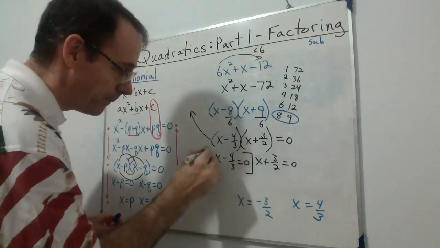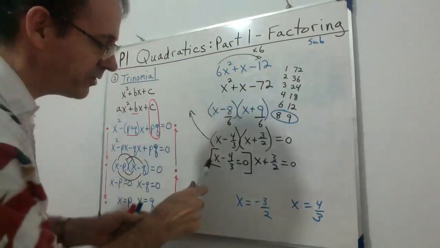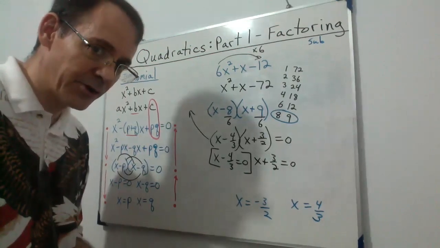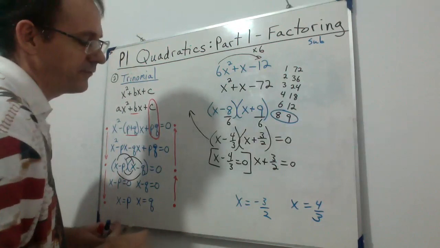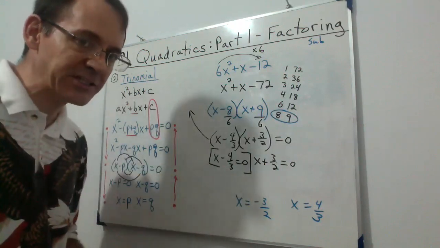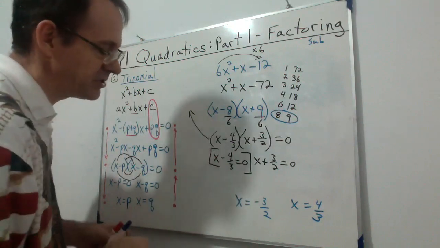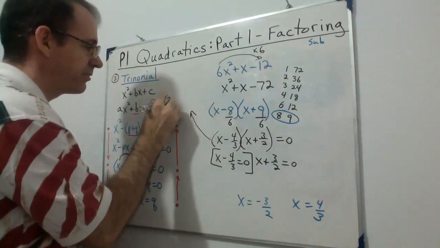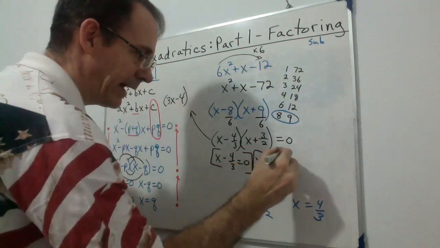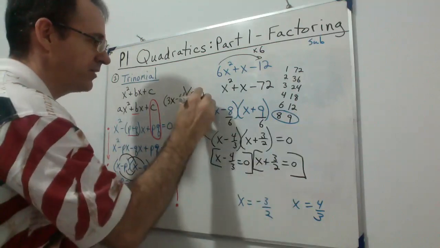You can multiply your factor by 3. In other words, get rid of your fraction. So if you're wanting to see the factors without the fractions in it, just get rid of your fraction. We have to multiply by the common denominator, which is 3. You multiply by 3, and you get 3x minus 4 for this one. And if you multiply this one by 2, because that's the denominator, you get 2x plus 3.